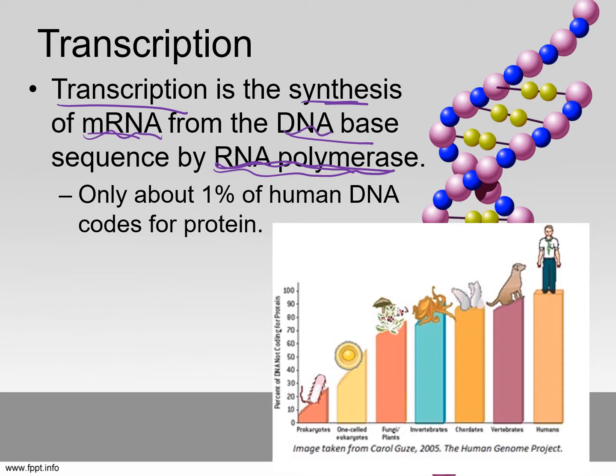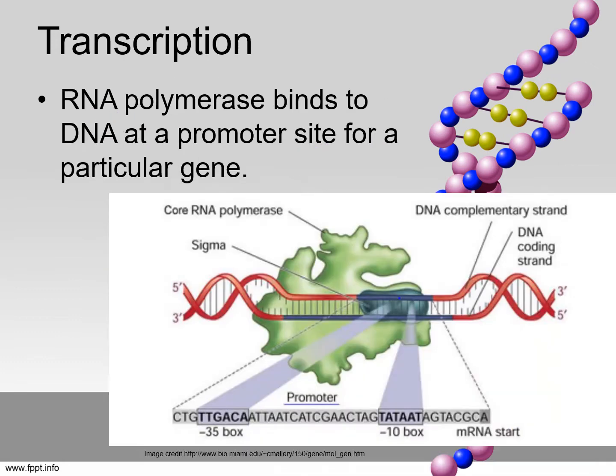Interestingly, only about 1% of our human DNA actually is transcribed into proteins. The rest of it, that other 99%, we originally called junk DNA because we didn't know what it did. But we've actually learned a lot in the last 30 years or so, and we know that a lot of that DNA does a lot, but we don't know yet everything that it does.